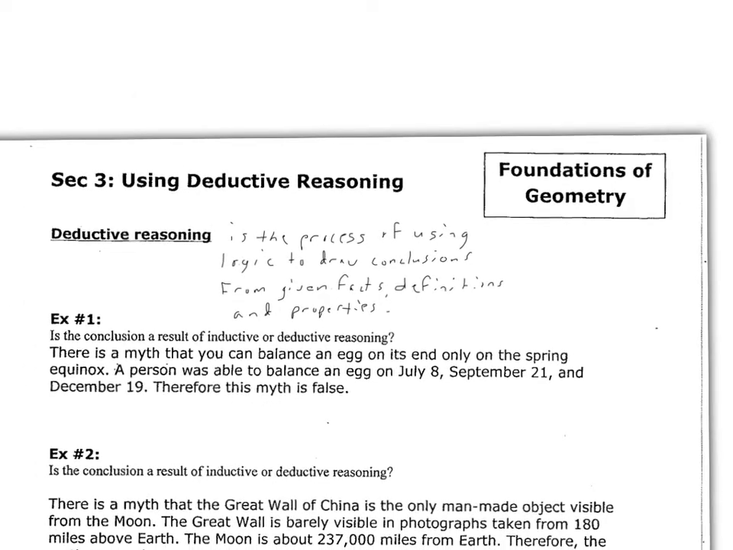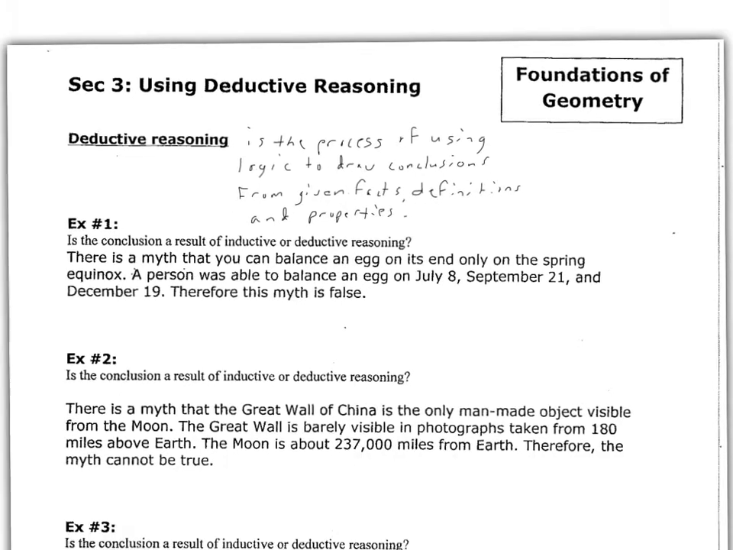Okay? So what we need to do is go through these few examples and decide whether the information that they give us is inductive or deductive. Basically, if it's inductive, you're not going to have any given facts, definitions, and properties. It's just going to give you a piece of information. It's not going to give you any information to back up that claim. But what deductive reasoning does is give you all the information to back up that claim. Okay, so let's go ahead and take a look at the first one.